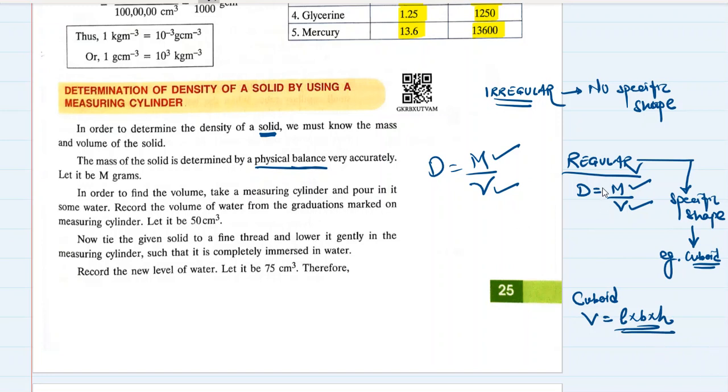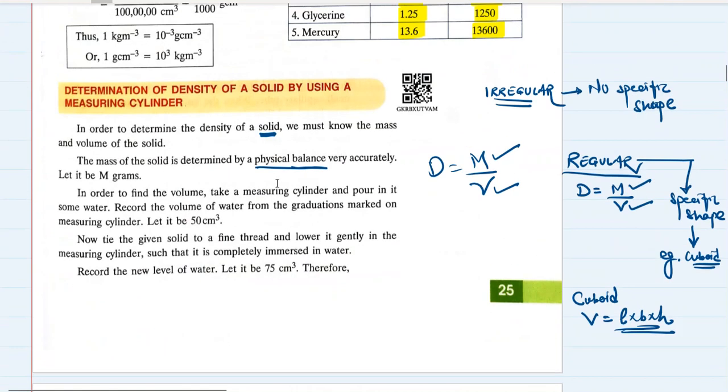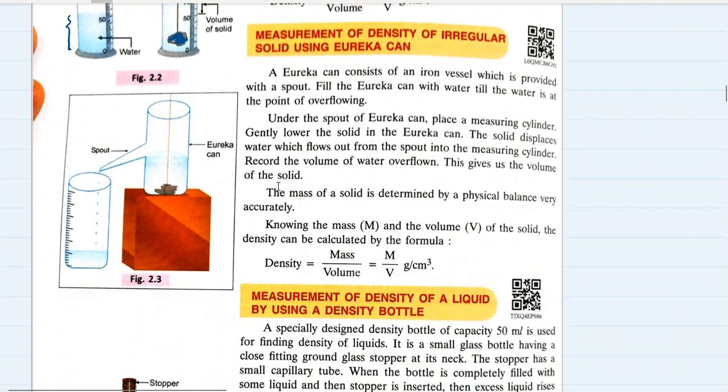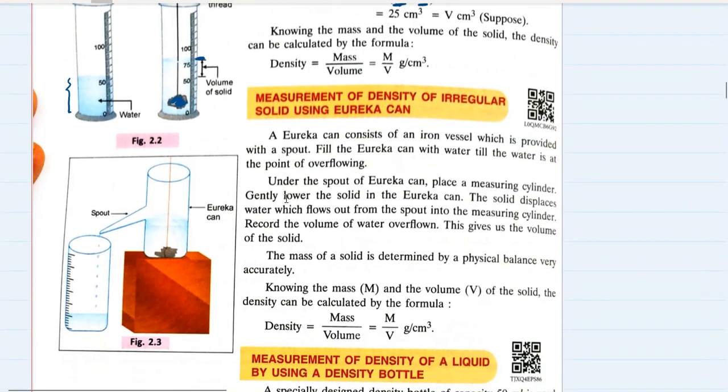You might have studied this in some previous classes. Okay, so volume of a regular shaped solid can be found easily using some standard formulae, but if you don't know the formula, then you can every time use a measuring cylinder to find the volume of a substance, and that volume can be used to find the density. Okay, so that is measurement of density using a measuring cylinder.